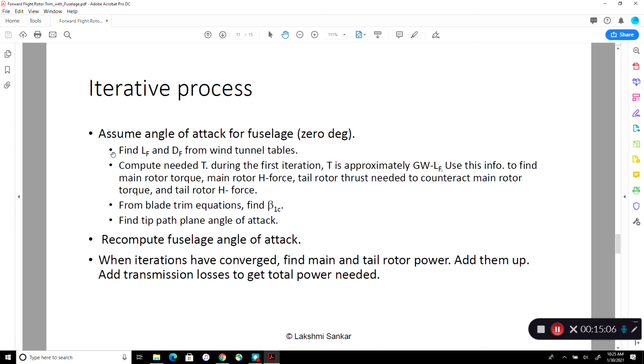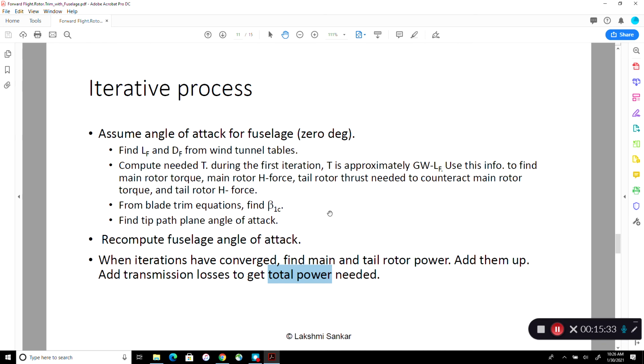Once this is converged, you not only have the vehicle balance, but you also have the main rotor power, you have the tail rotor power, you have the parasite power because you have the vehicle drag times V infinity, you have the transmission losses, then you get the total power. So you also get the power as a byproduct of this iterative process.